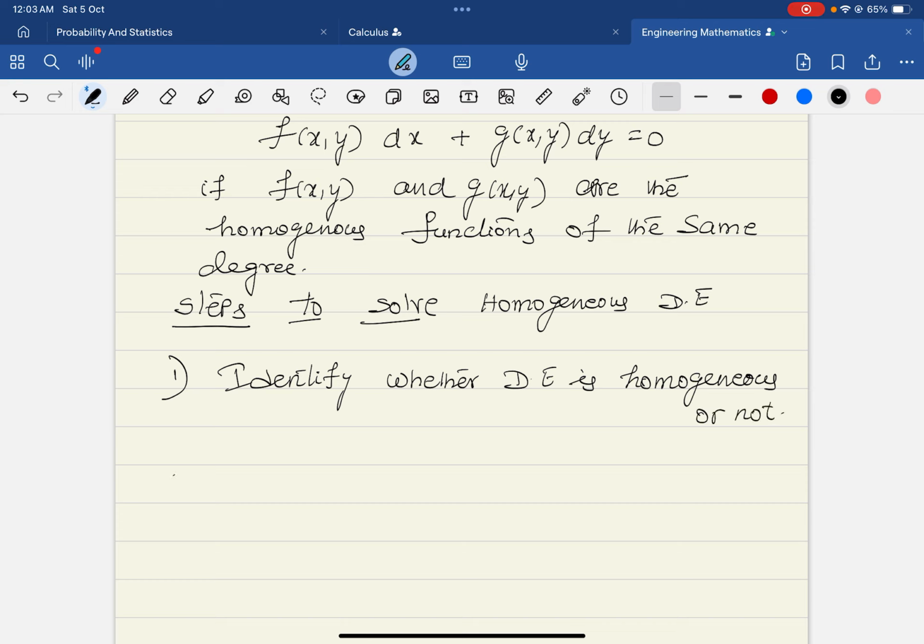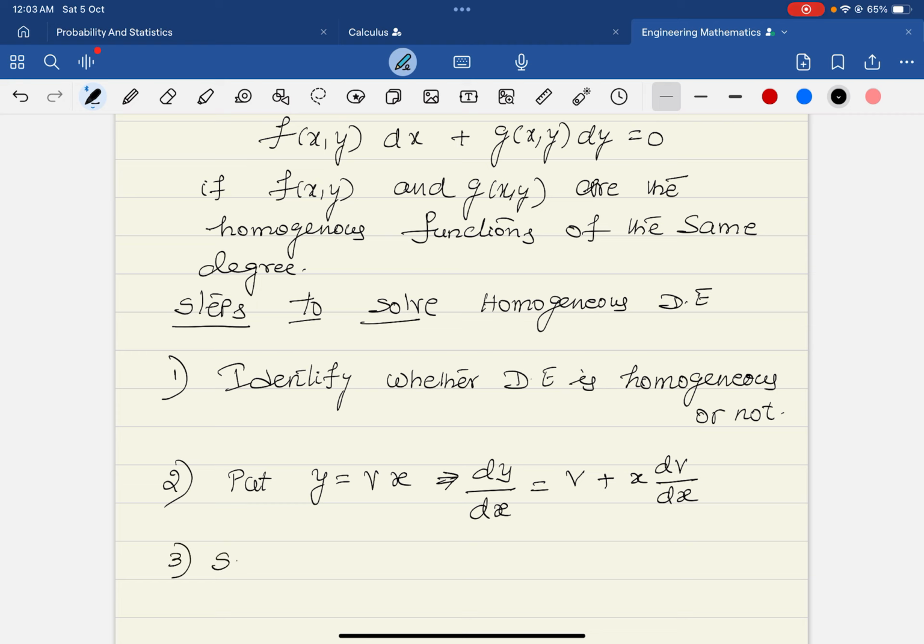Now the second point is, once it is homogeneous, then always put y is equal to vx. This is the substitution. Now when y is equal to vx, what is the derivative of y, dy by dx? Now v is also a function of x, so we use the product rule. v into derivative of x is 1, plus x into derivative of v is dv by dx. So the substitution here is dy by dx is v plus x dv by dx, and y is equal to vx.